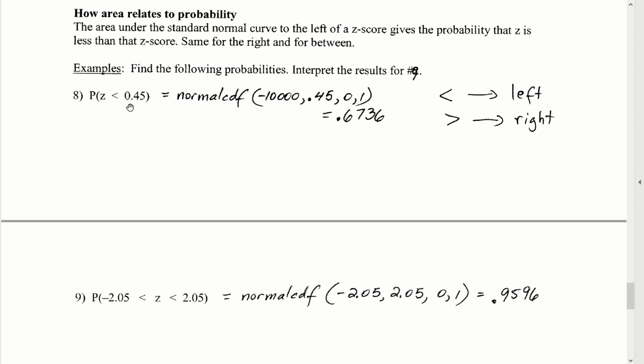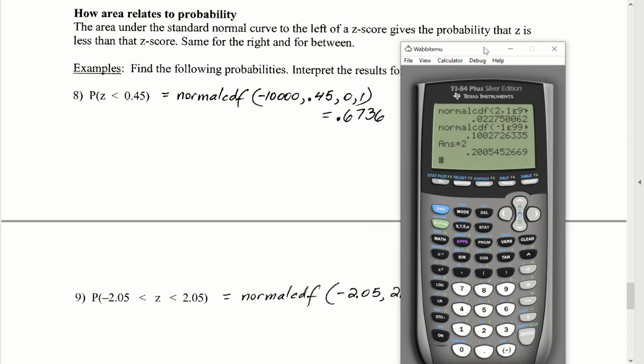This is something where, again, you could draw a standard normal curve for this. It's a z-score. So you would draw your bell-shaped curve. Z equals 0 would be smack dab in the middle. 0.45 would be to the right of that. And if they say less than, that means go to the left. So you would shade everything to the left of 0.45.